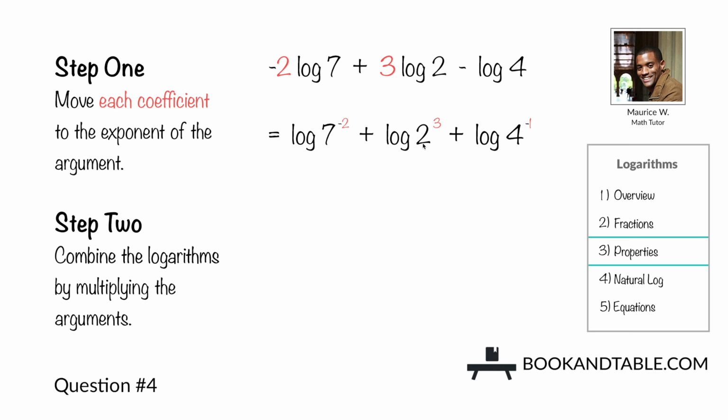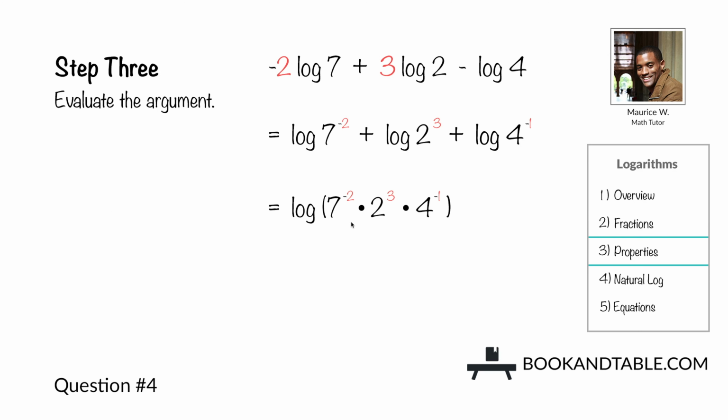And each of these are a common log with a base of 10. So since they all have the same base, we can use the product rule to combine these logarithms into a singular logarithm by multiplying the arguments, 7 to a power of -2, 2 cubed, and 4 to a power of -1. And once we do so, we can evaluate this argument.